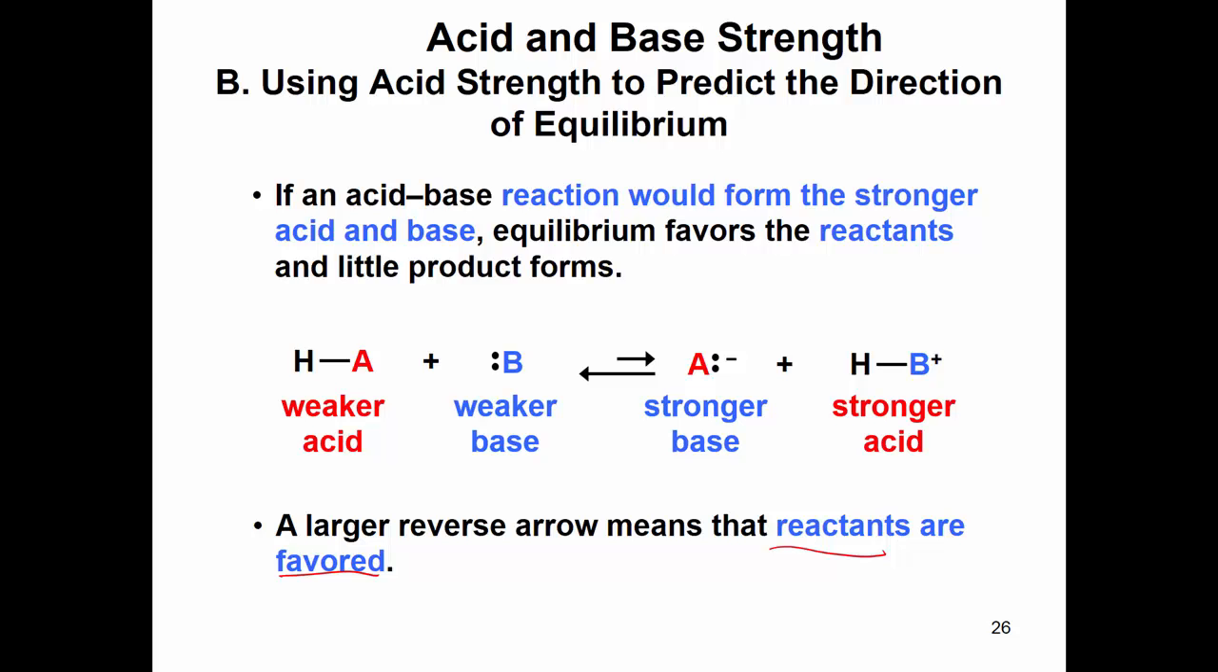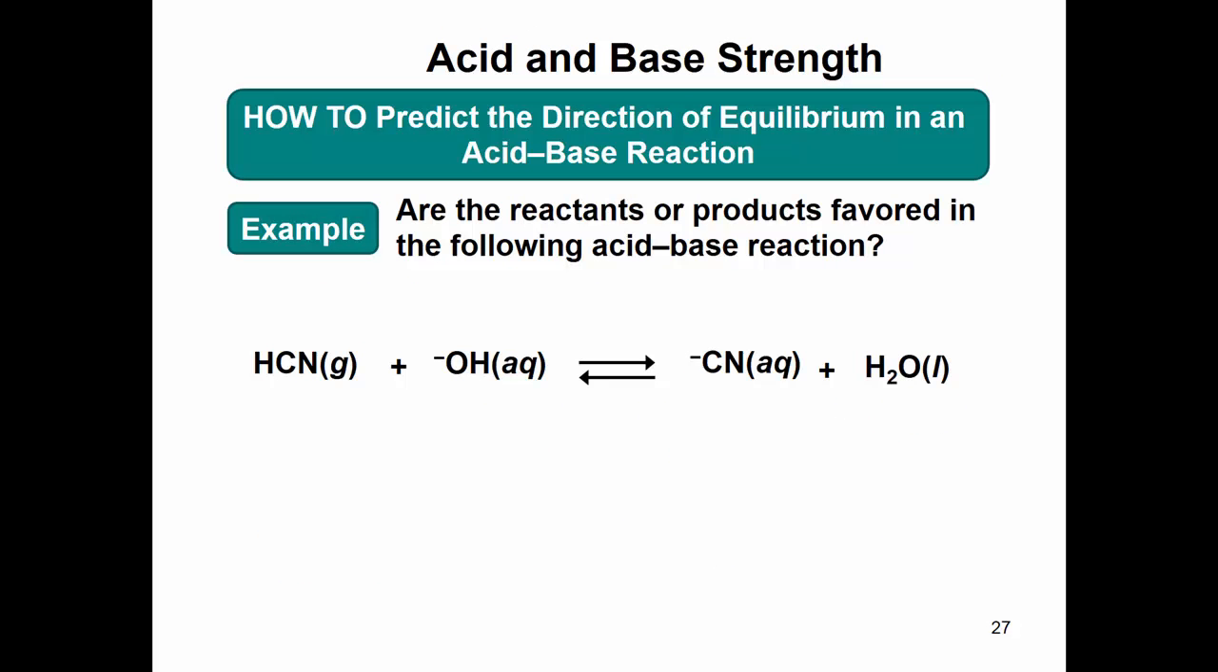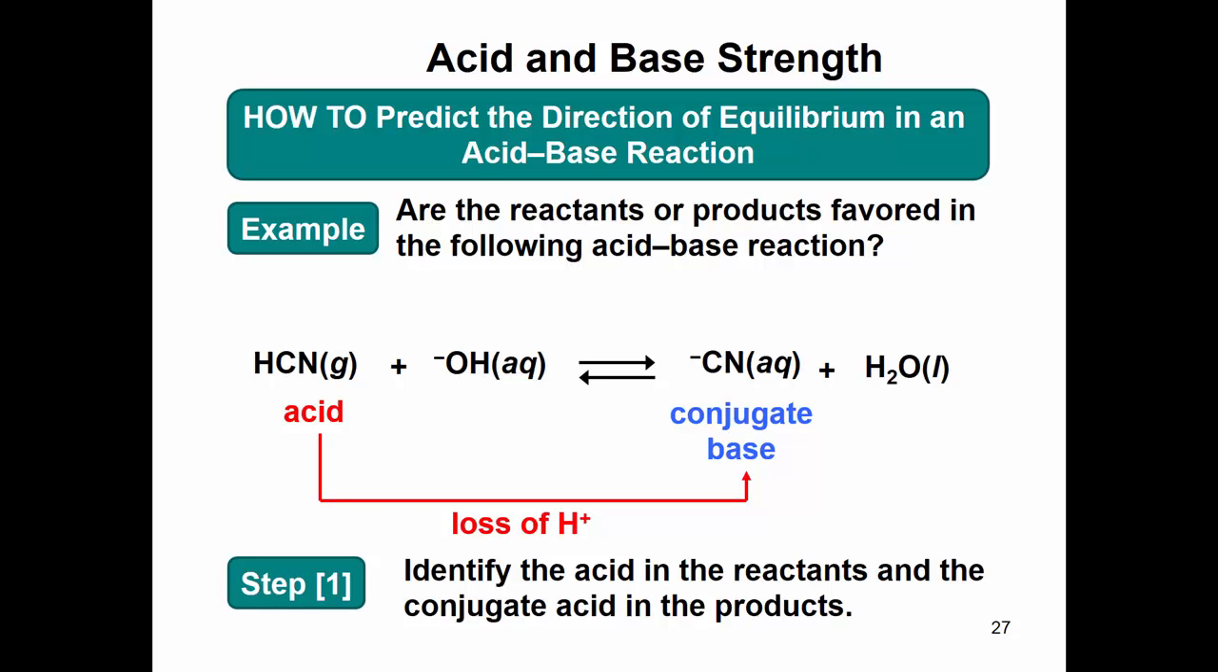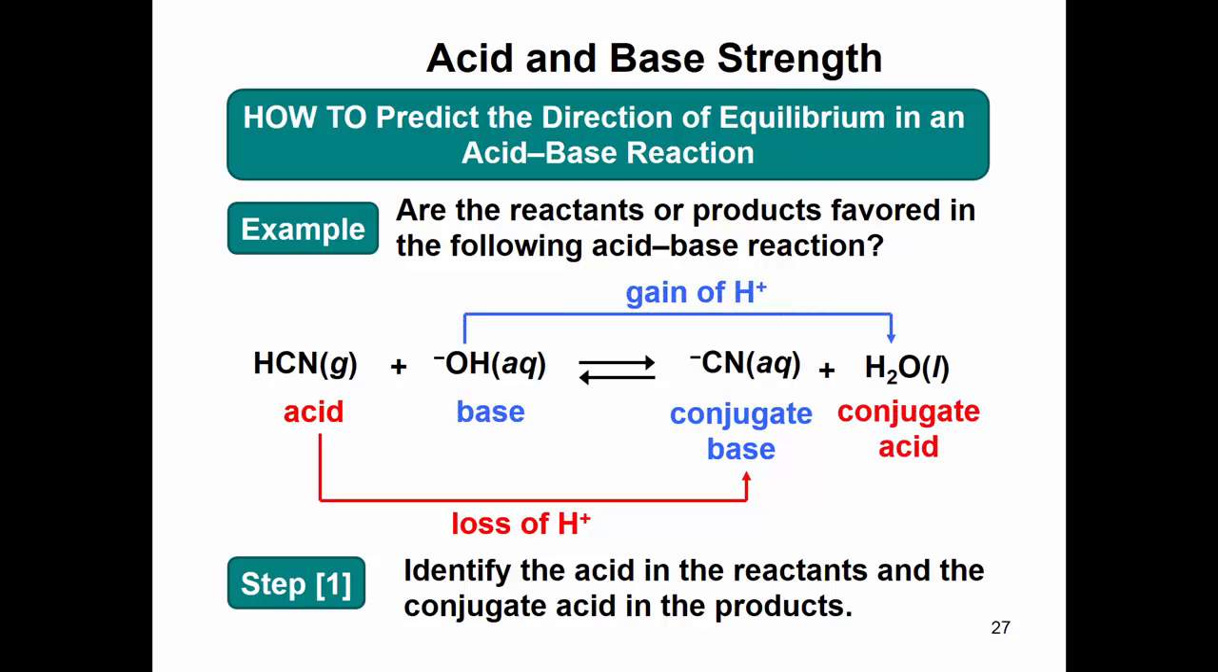Okay, so now we're going to actually put acids and bases into the reaction, and we're going to determine which way the equilibrium is favored. All right, so we have our acid and our conjugate base. We learned how to pair these in a previous video. And then we have our base and the conjugate acid. So our acid loses a proton and it becomes this negatively charged cyanide there. The base gains a proton and becomes water.